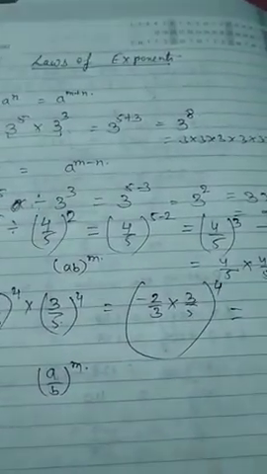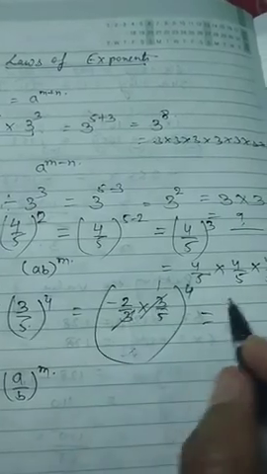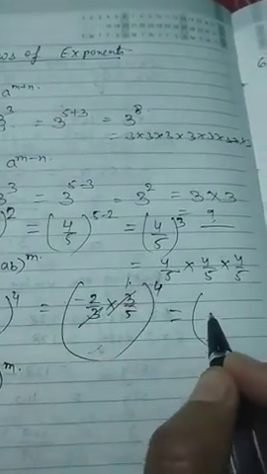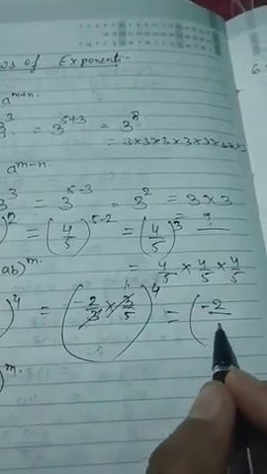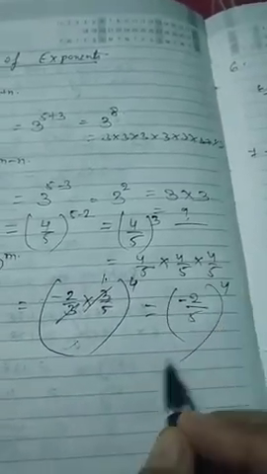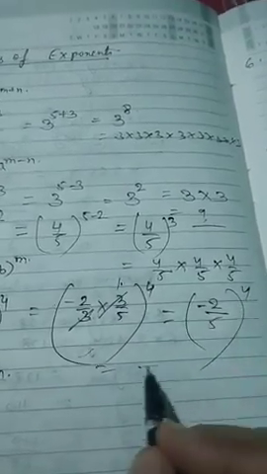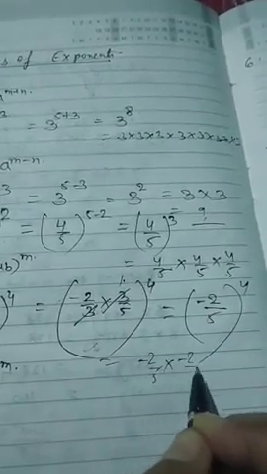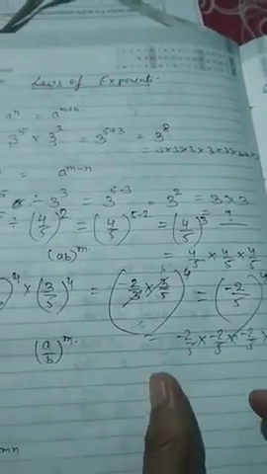Now multiply it inside the bracket. 3 and 3 cancel. Now minus 1 into 2, minus 2 into 1. Minus 2 by 5 to the power 4. Now you can find out its value by writing it 4 times: minus 2 by 5 into minus 2 by 5 into minus 2 by 5 into minus 2 by 5. Got it?